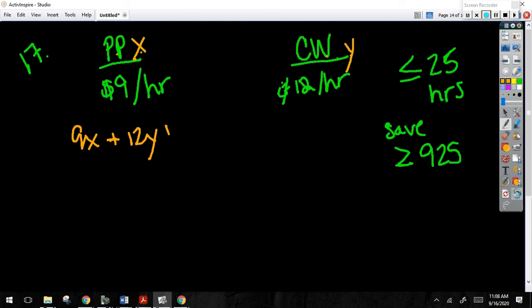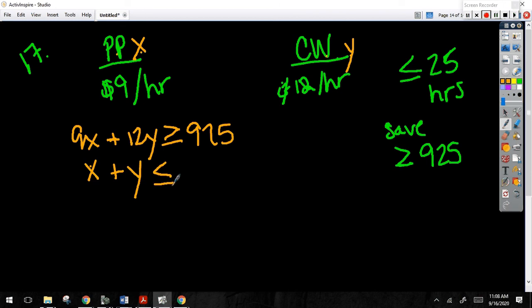How did you get rid of the 9 and 12? The 9 and 12, where did they go? What do you mean they go, 9X and 12Y? Yeah, where did they go?